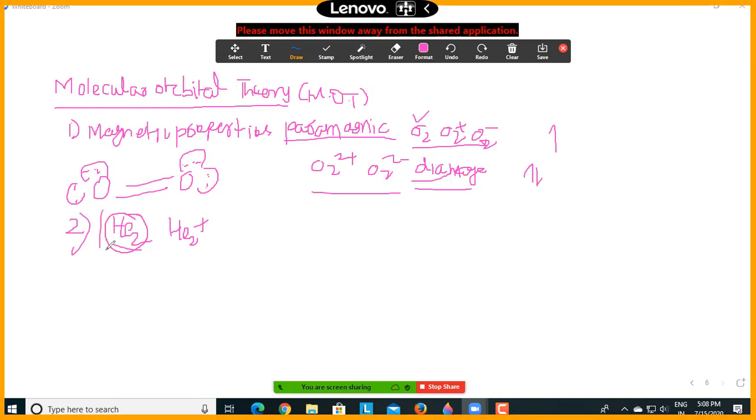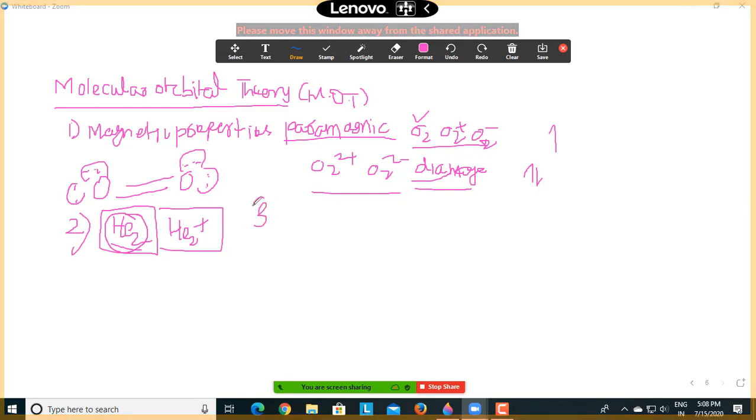And here it is already paired, so it will not form a bond. So if it is not forming a bond, how does He2 plus exist? Valence bond theory is silent about this. Okay, is that clear? Now number 3, drawbacks, that is, major drawbacks.